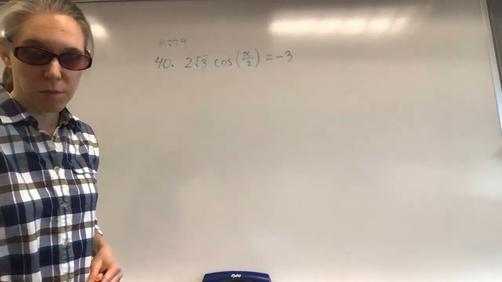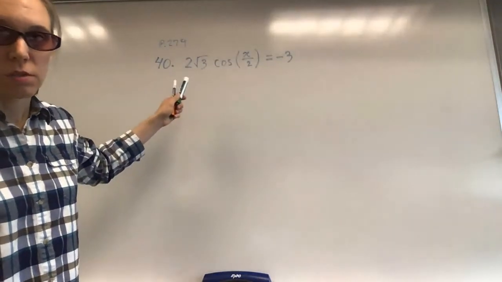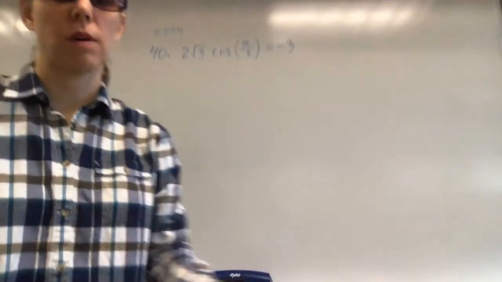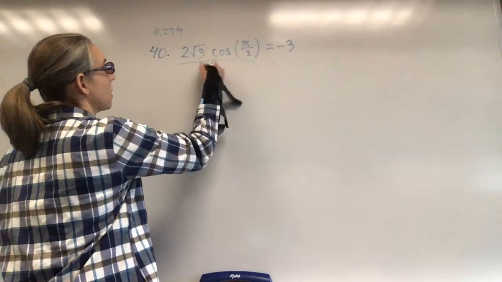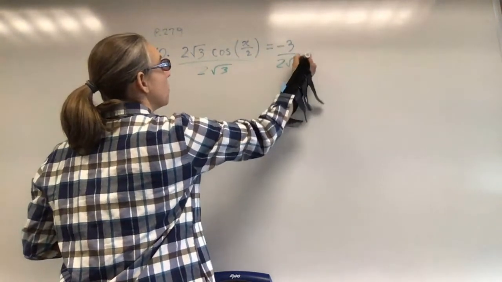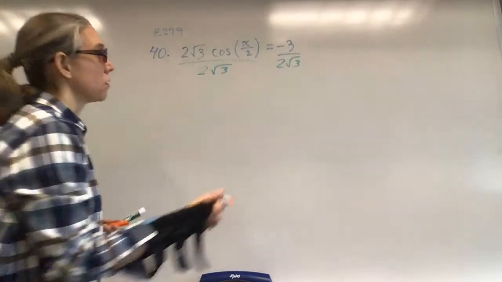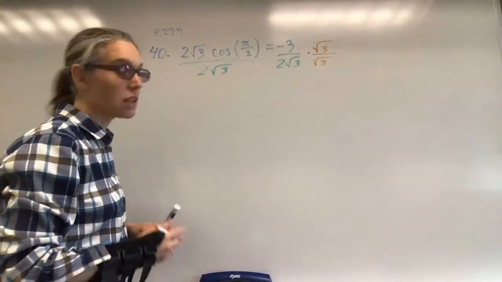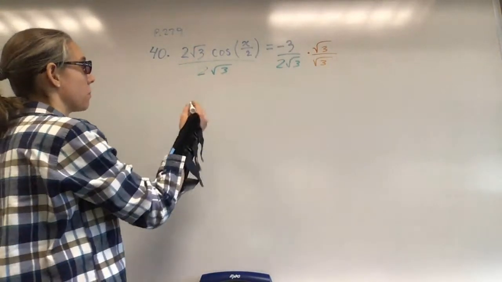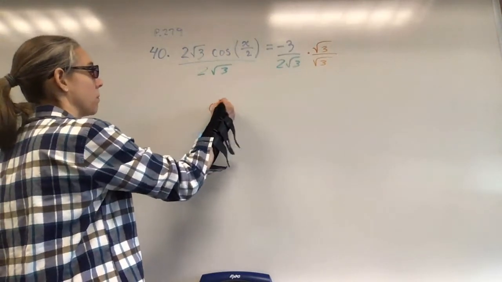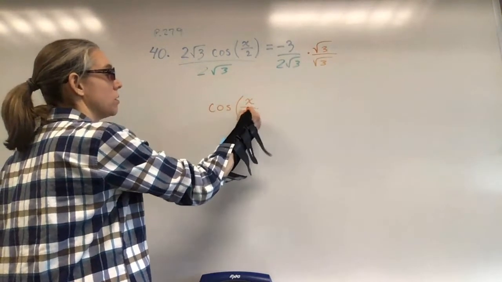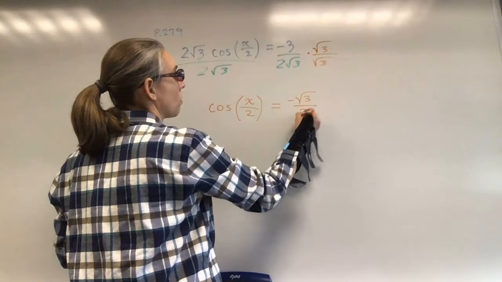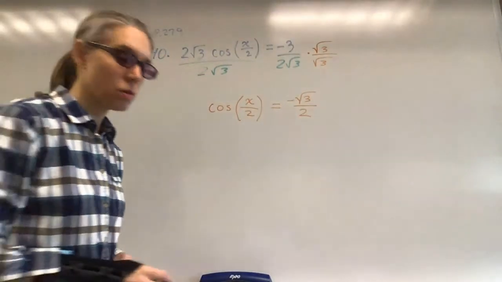Okay, so next I want to look at number 40 from the textbook. So here's number 40 from page 279. We have 2 square root 3 of cosine x over 2 is equal to negative 3. So what we want to do first is divide both sides by 2 root 3. The result is going to be a number that needs to have its denominator rationalized. And so the result is that cosine of x over 2 is equal to negative root 3 over 2. So next we draw our unit circle.